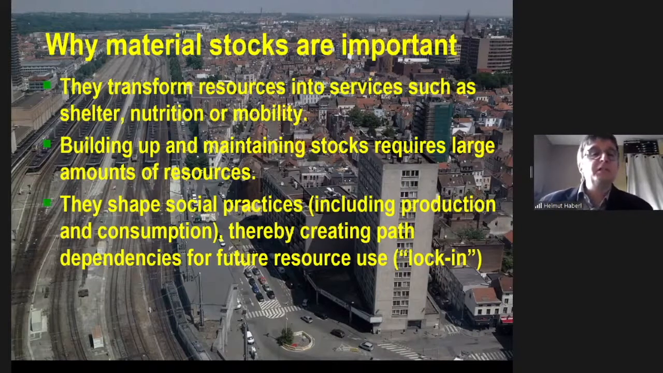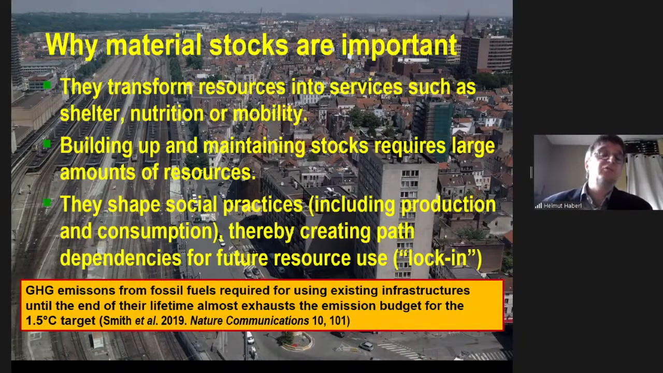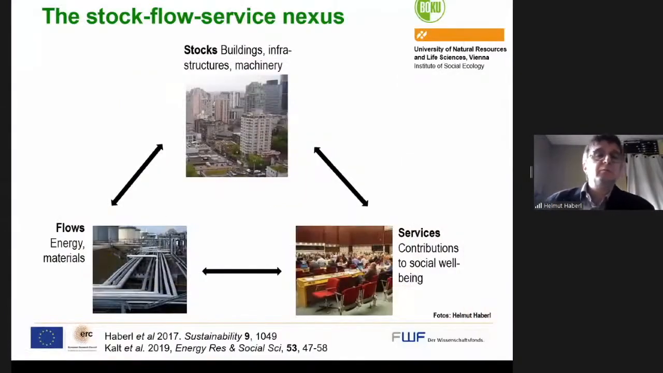For example, they shape mobility patterns. So the kind of mobility infrastructures you have shapes mobility patterns. Of course, they play a big role for future greenhouse gas emissions for these two reasons. First, you need a lot of resources to build them, but once you have built them, they will need more resources in the future.